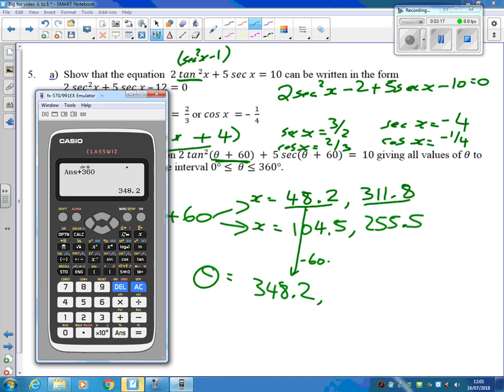This one here I'm just going to take away 60 from. So taking away 60 from that one there is 251.8. Here I'll just take away 60, so that's 44.5. And here I'll just take away 60, so that's 195.5.